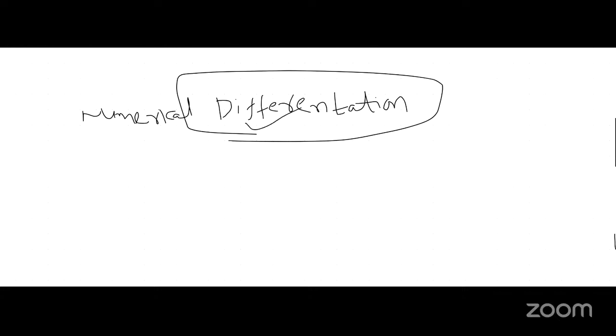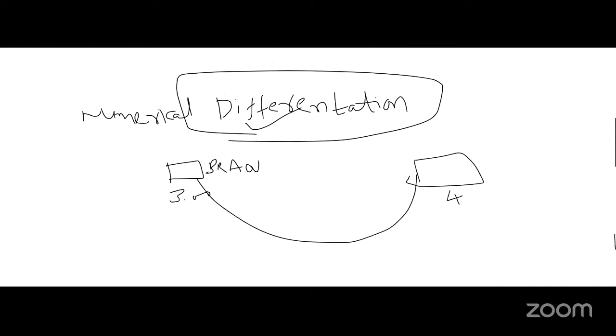Let's see here. Suppose we are at 3 o'clock at Koti, like BRAOU. So we are at BRAOU. After 1 hour, at 4 o'clock, we are at MGBS bus station. See what is happening here? Our place is changed according to the time.